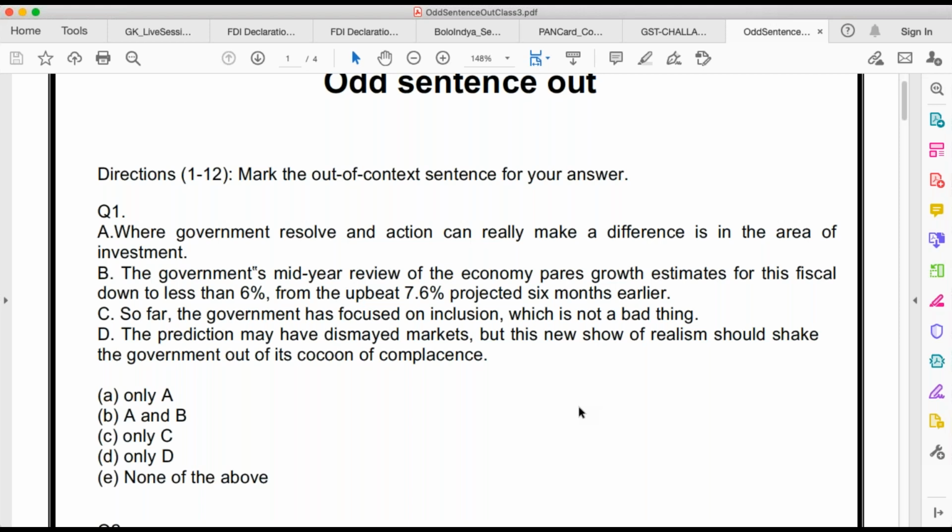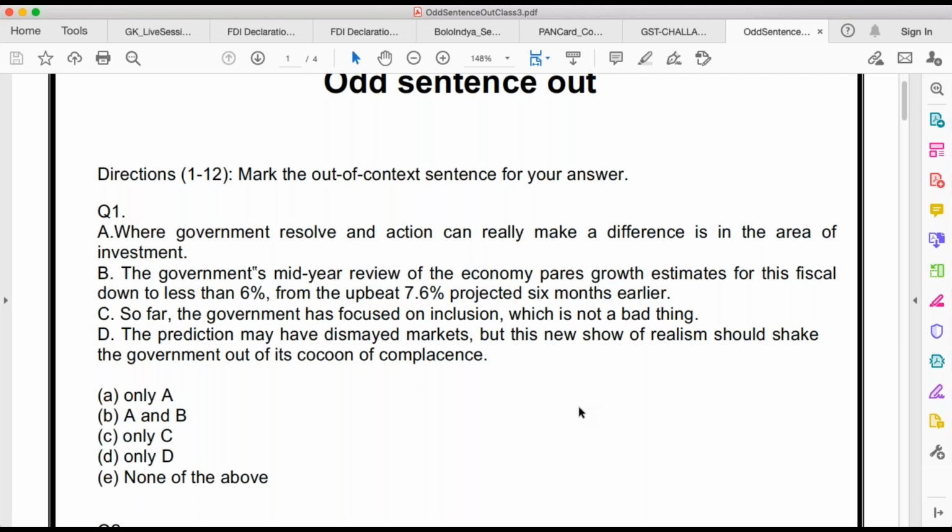Isn't D related to B? B is saying that the estimate has been reduced. D is saying that this prediction may have dismayed the markets, but this will bring the government out of its complacence. This is related. Correct? D is related to B.